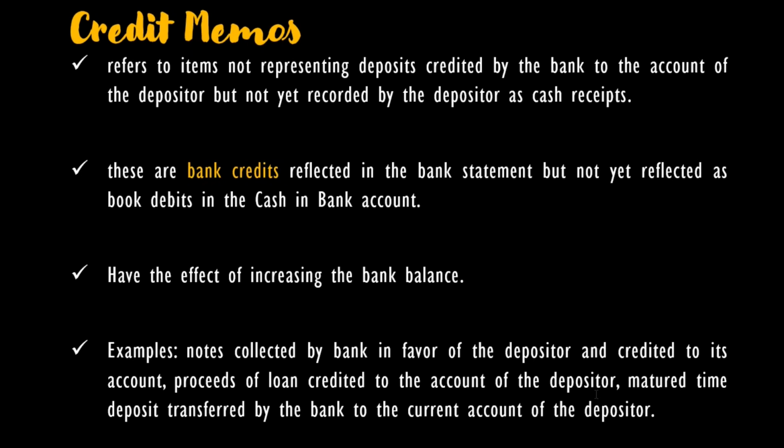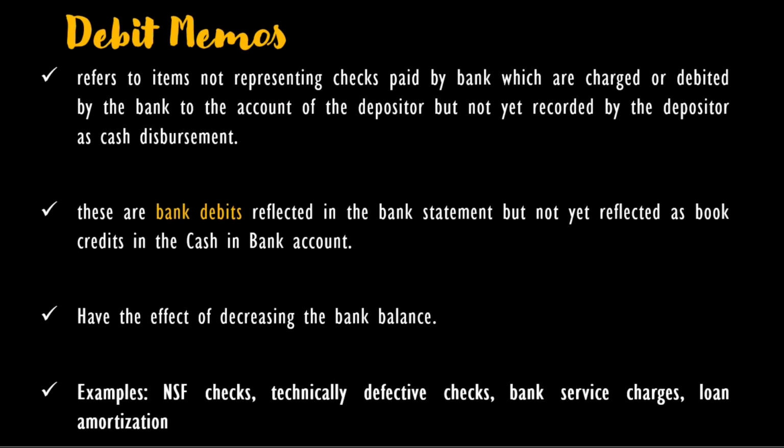So again, what is the effect of a credit memo? The effect of a credit memo is that our balance per book should be increased, because it's a legit cash receipt that has been acknowledged by the bank but not yet recorded from the point of view of the depositor. So another book reconciling item is a debit memo.